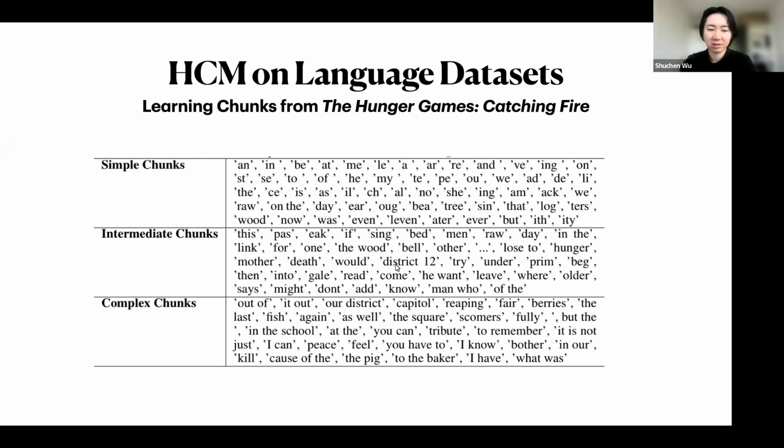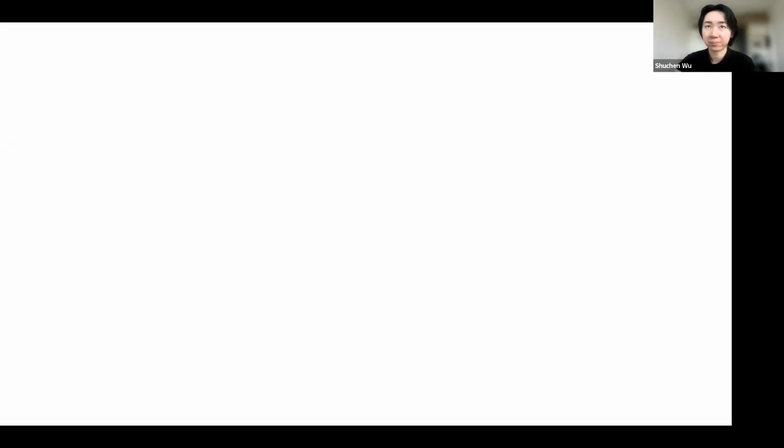And if you train it longer, I think even the complex chunks come about three-quarters into the book. It then arrives at representations such as the capital, our district, to the baker, these kinds of phrases.